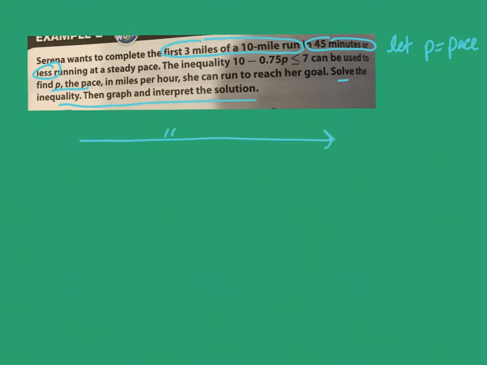She's doing 10 miles. But we're just focusing on the 3 miles of that race for right now. And she wants to do that 3 miles in 45 minutes or less. That means once she finishes that, we've already done 3 miles. So out of those 10 miles, she will have 7 miles left. So she'll want 7 miles left of it after the 45 minutes.